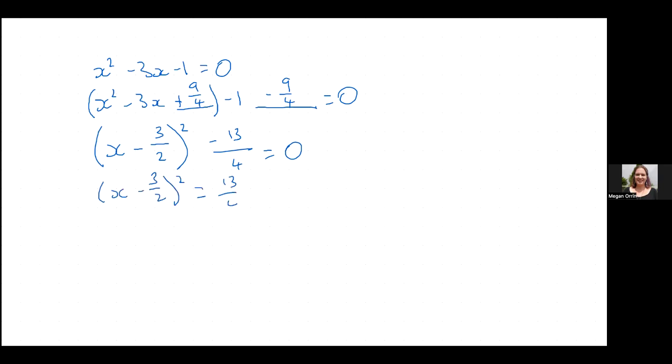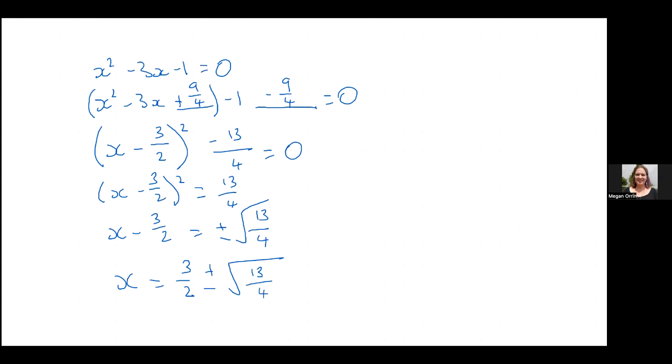Bring that across as a plus. Now I take the positive and the negative square root. Positive negative square root of 13 over 4. And then I am going to add this to the other side. So x equals 3 over 2 plus and minus the square root of 13 over 4.